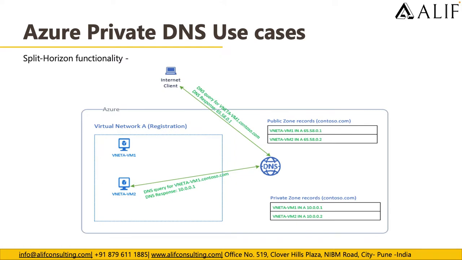That's called the split horizon functionality, in which we are going to create two separate zones. One is the public zone and another one is the private zone. And with that, we can basically request DNS name resolution for internal and external requests.